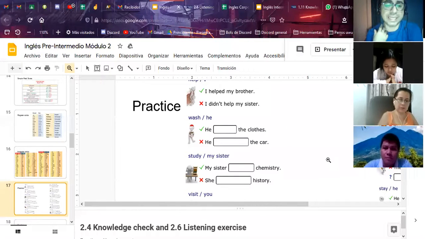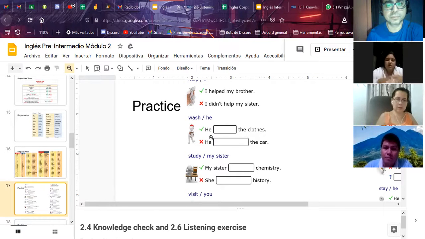He didn't wash the car. Nice. Remember that the ED is going to be in the affirmative only, and in the negative it is going to be didn't. And remember the pronunciation. Didn't. Okay? What happens if I tell you that the affirmative should be transformed into a question? How is it going to be? The position of the subject and the verb change. Let's say the example. He washed the clothes. Let's transform that into a question. Did he wash the clothes? Very good.